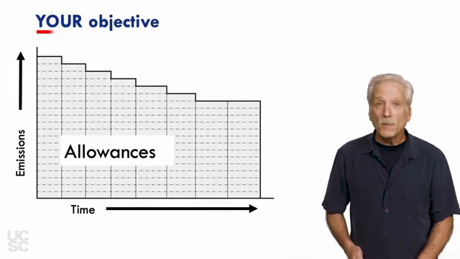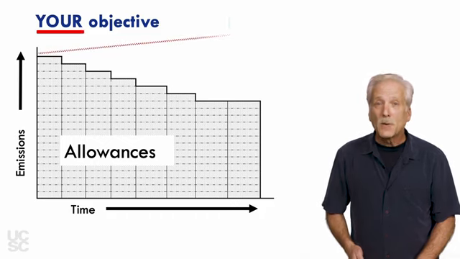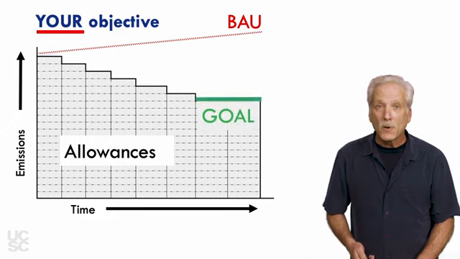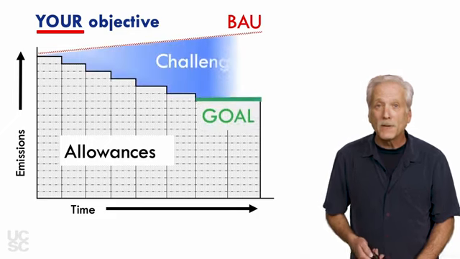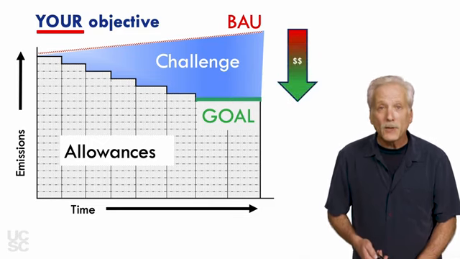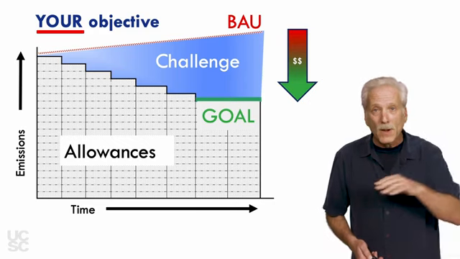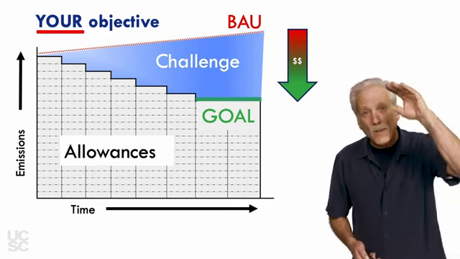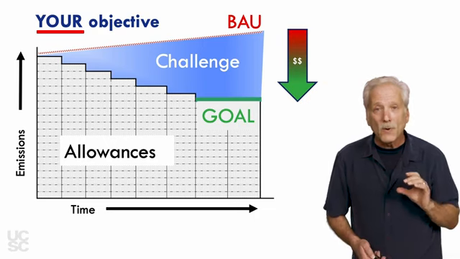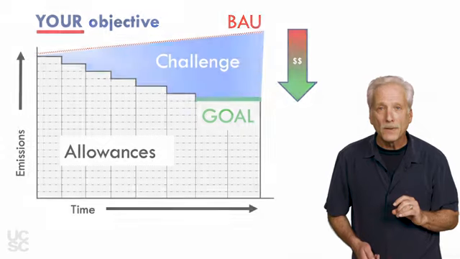So your objective in this carbon simulation is to manage your operations given a number of different challenges. Your BAU, business as usual, emissions are going up. Your allocation of allowances is going down. Your BAU emissions are going up. So there's a shortfall that you have to solve for. And your goal is to solve for that shortfall at the lowest possible cost.